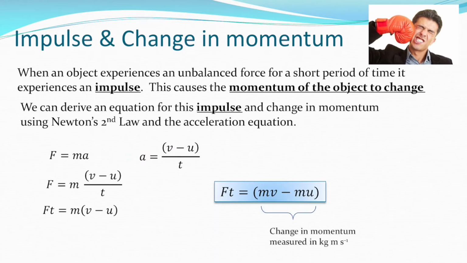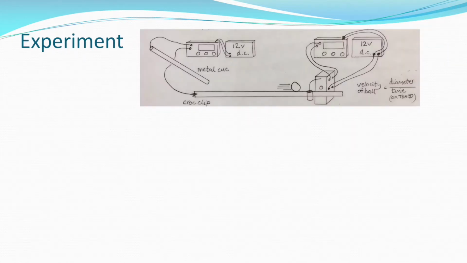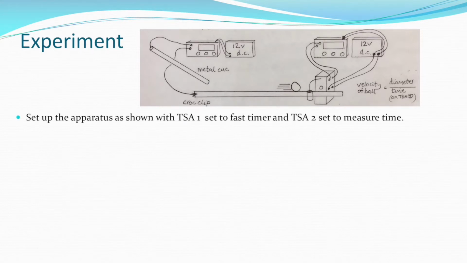The right hand side is change in momentum in kilogram meters per second. The left hand side is impulse, measured in newton seconds. And impulse is the average force acting on the object times the time of contact. We're going to do a little experiment to measure that average force, the average force acting on a ball.